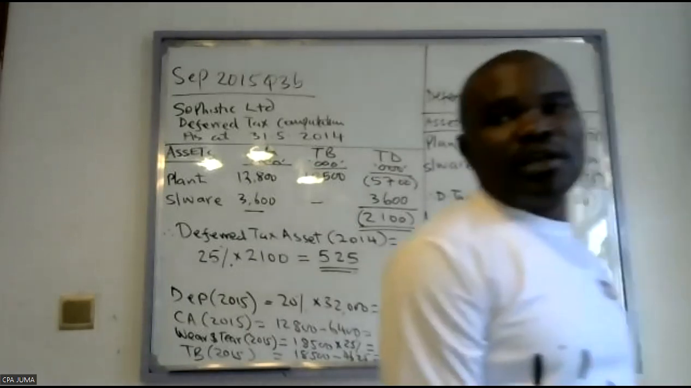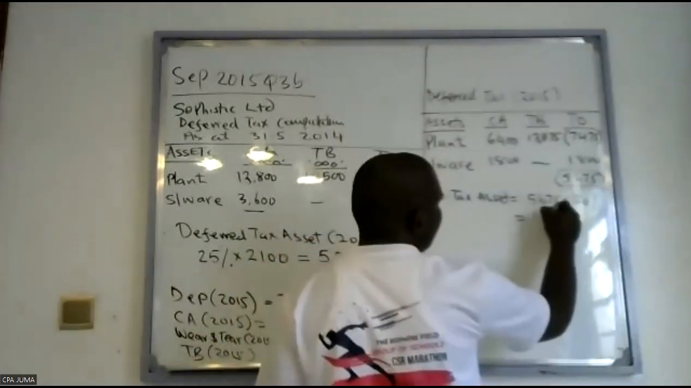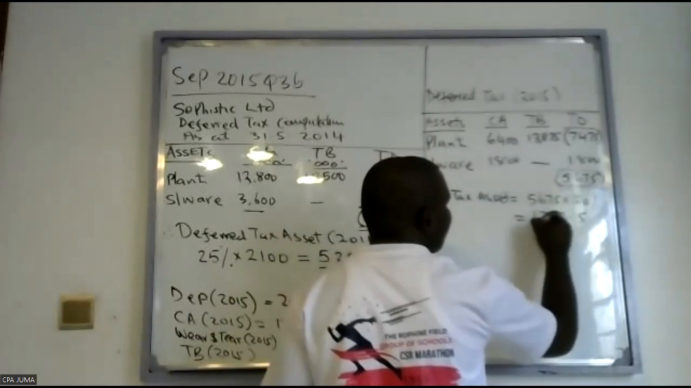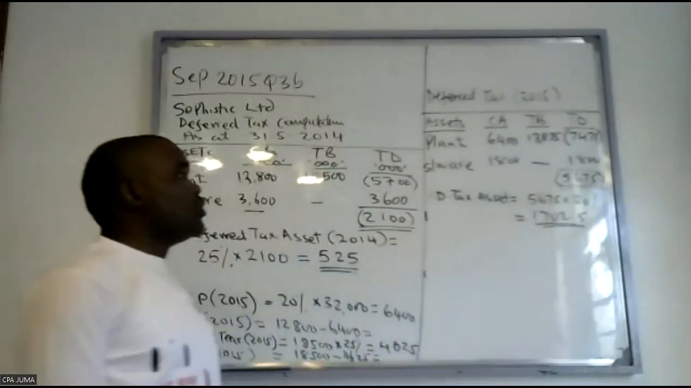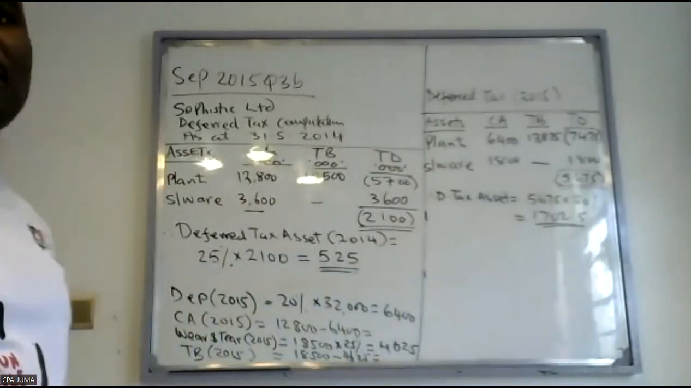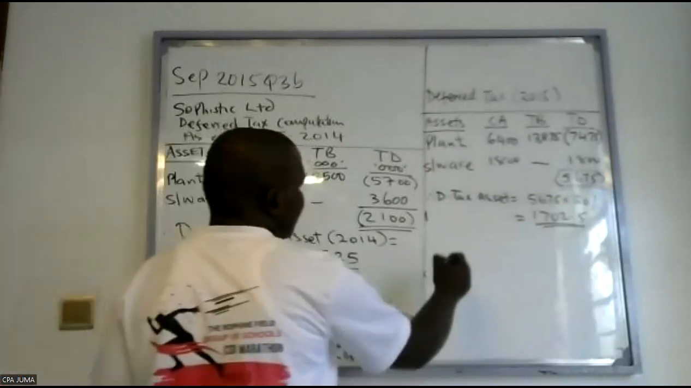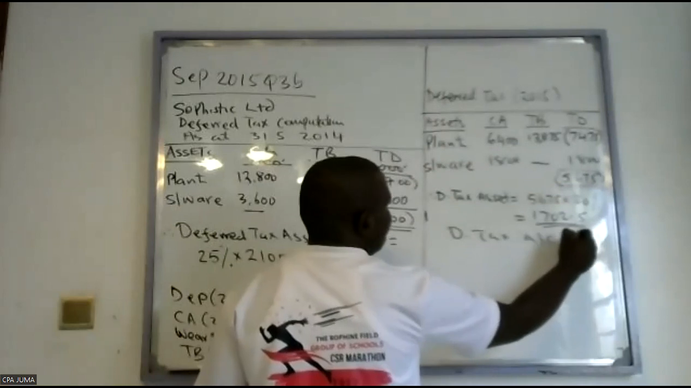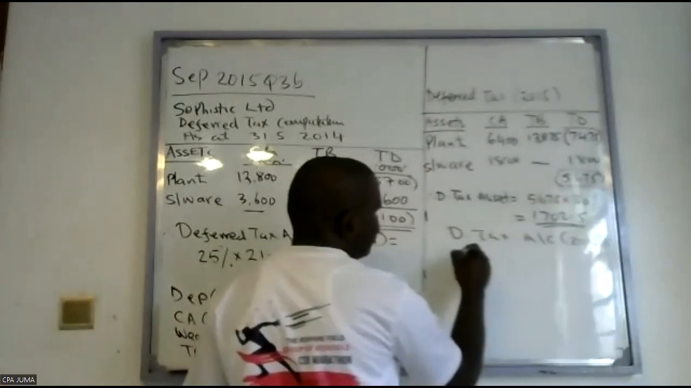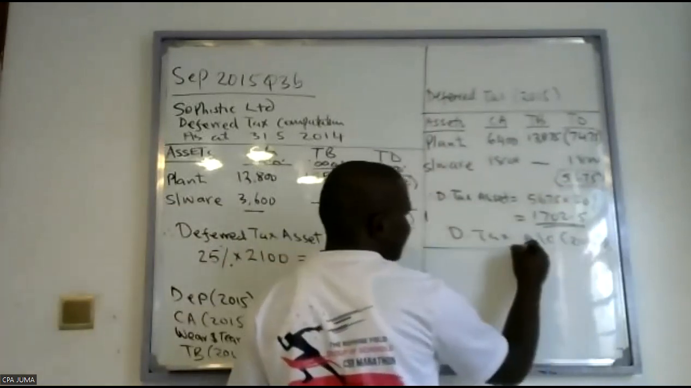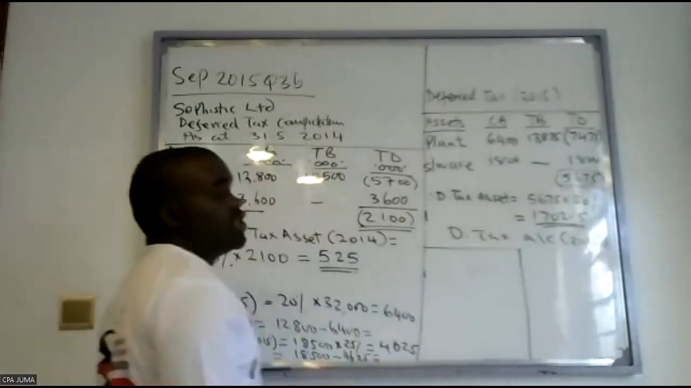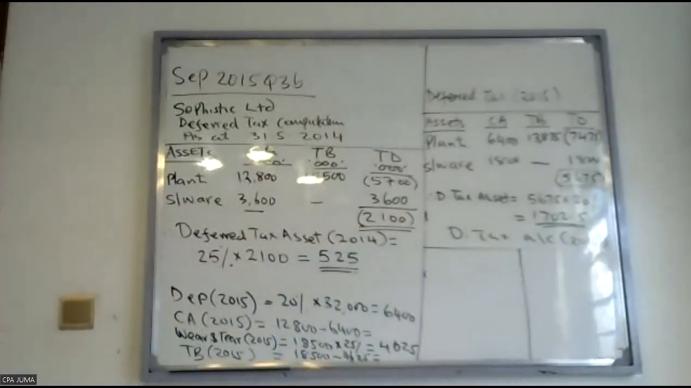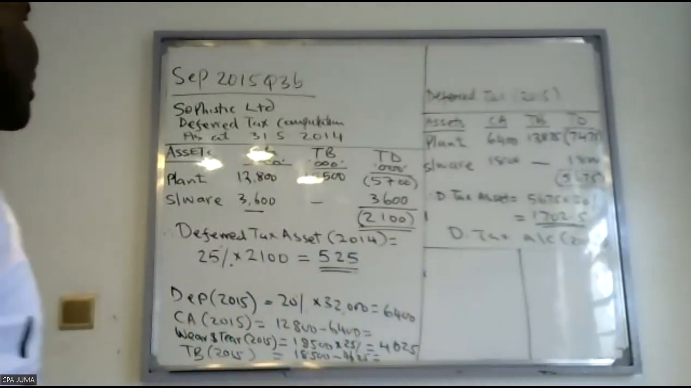So people are getting 1702.5. Also an asset. So let's come up with the deferred tax account. They wanted us to come up with the deferred tax account for 2015.